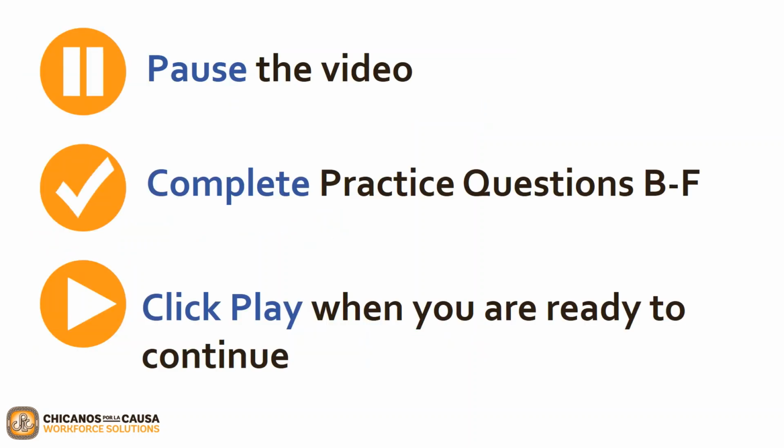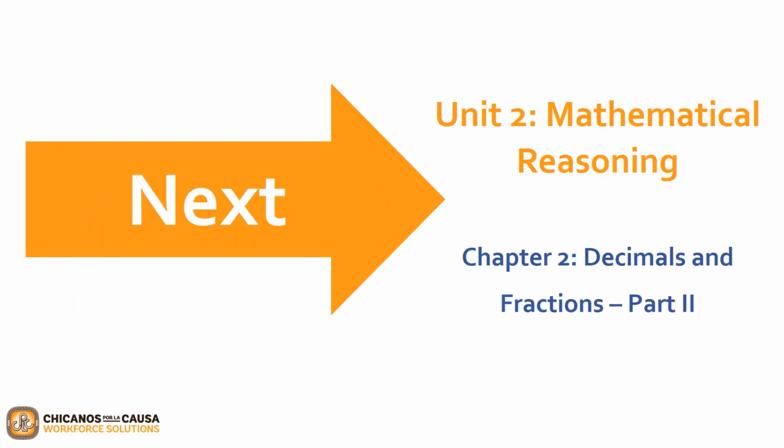Now that we have completed practice A 1 through 3, go ahead and complete practice questions B through F by pausing the video. When you're ready to continue, go ahead and click play. Great job, everyone. We made it through the first half of Unit 2, Mathematical Reasoning, Chapter 2, Decimals and Fractions. Now up next, we have Part 2. Stay tuned.